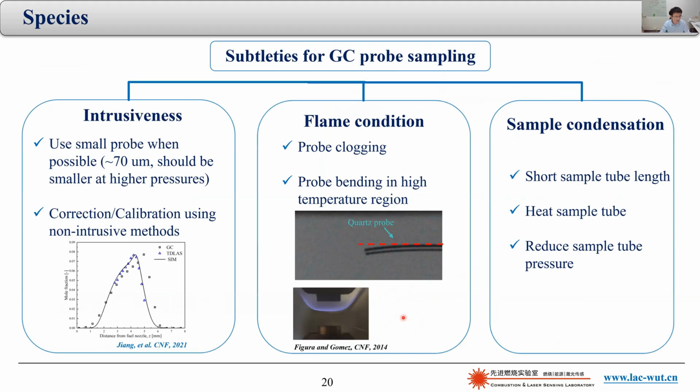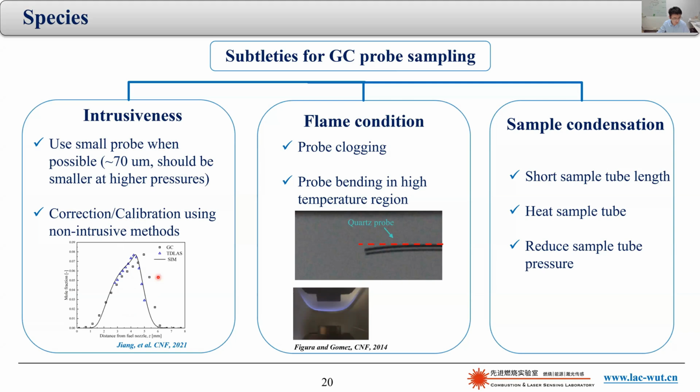And there are some subtleties I have to mention for this GC probe sampling. The first thing we need to consider is, again, intrusiveness. We should use sample probes that are as small as possible. The typical inner diameter of the probe is around 70 to 100 micrometers, which needs to be even smaller if you are measuring high pressure or high strain rate flames. Even with such a small probe, you can probably still have non-negligible probe effects. For example, your measured profile can be shifted in space because of the probe effects on the flow field.